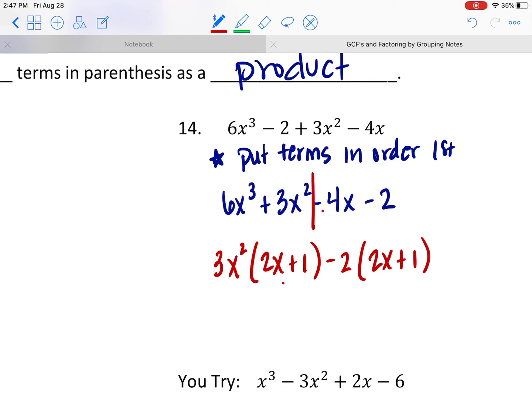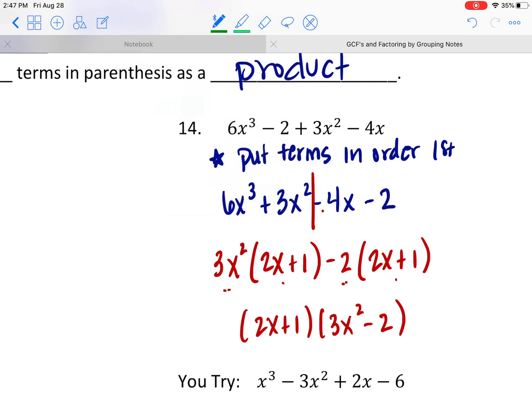And now these 2 terms have a 2x plus 1 in common, so I'm going to factor it out, and what's left over is 3x squared minus 2. So that goes next to it in parentheses as a product. Boom. Okay, we factored. We took one polynomial with 4 terms, and we were able to rewrite it as a product of 2 polynomials.